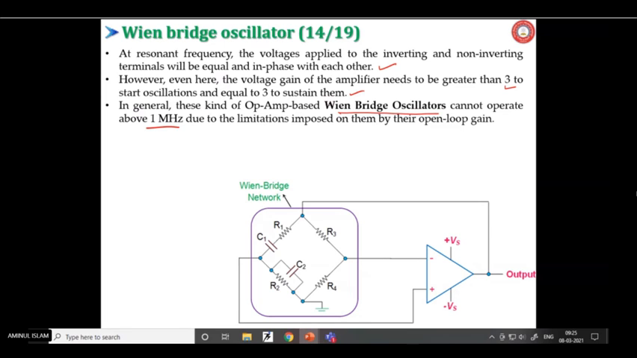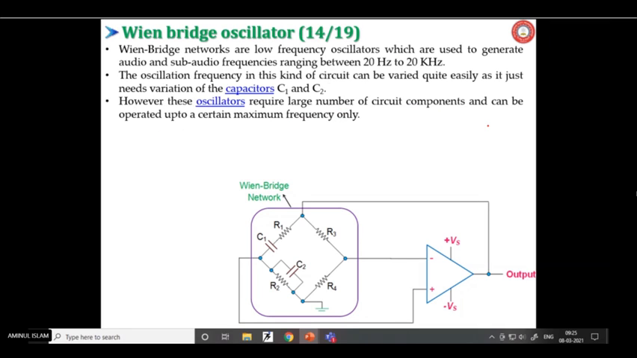Its frequency range is very limited due to the limitation imposed by the open loop gain, etc. Wien bridge networks are low frequency oscillators and can be operated in the audio frequency range, that is 20 Hz to 20 kilohertz. The oscillation frequency in this kind of circuit can be varied quite easily by changing the values of C1 and C2 capacitors.